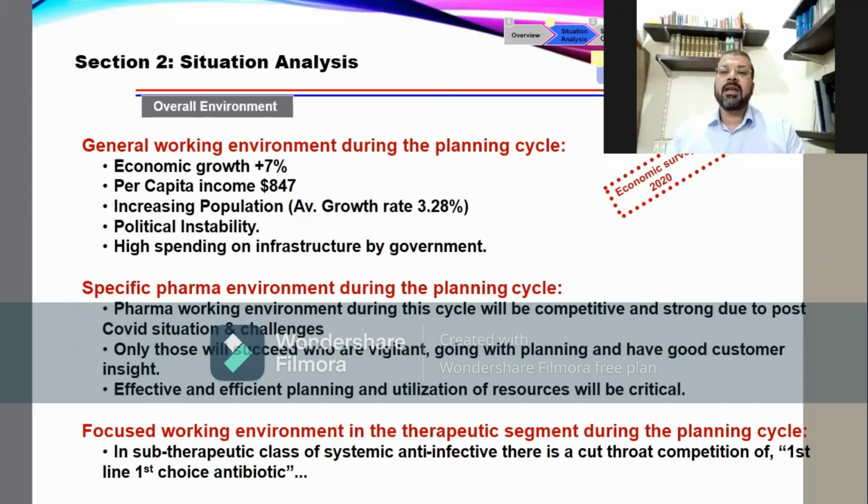Then within that particular therapeutic segment where you are participating, for example, in the subtherapeutic class of systemic anti-infectives, there's cutthroat competition of first line, first class antibiotics, because everybody wants that whenever the name of the indication comes to the mind of the doctor, for example, if the doctor is examining and evaluates that the patient is suffering from otitis media, then you would like to have your product at the top of the ladder in the person's brain. Whenever he will have otitis media, your product should come to his or her mind, and they should prescribe the product.